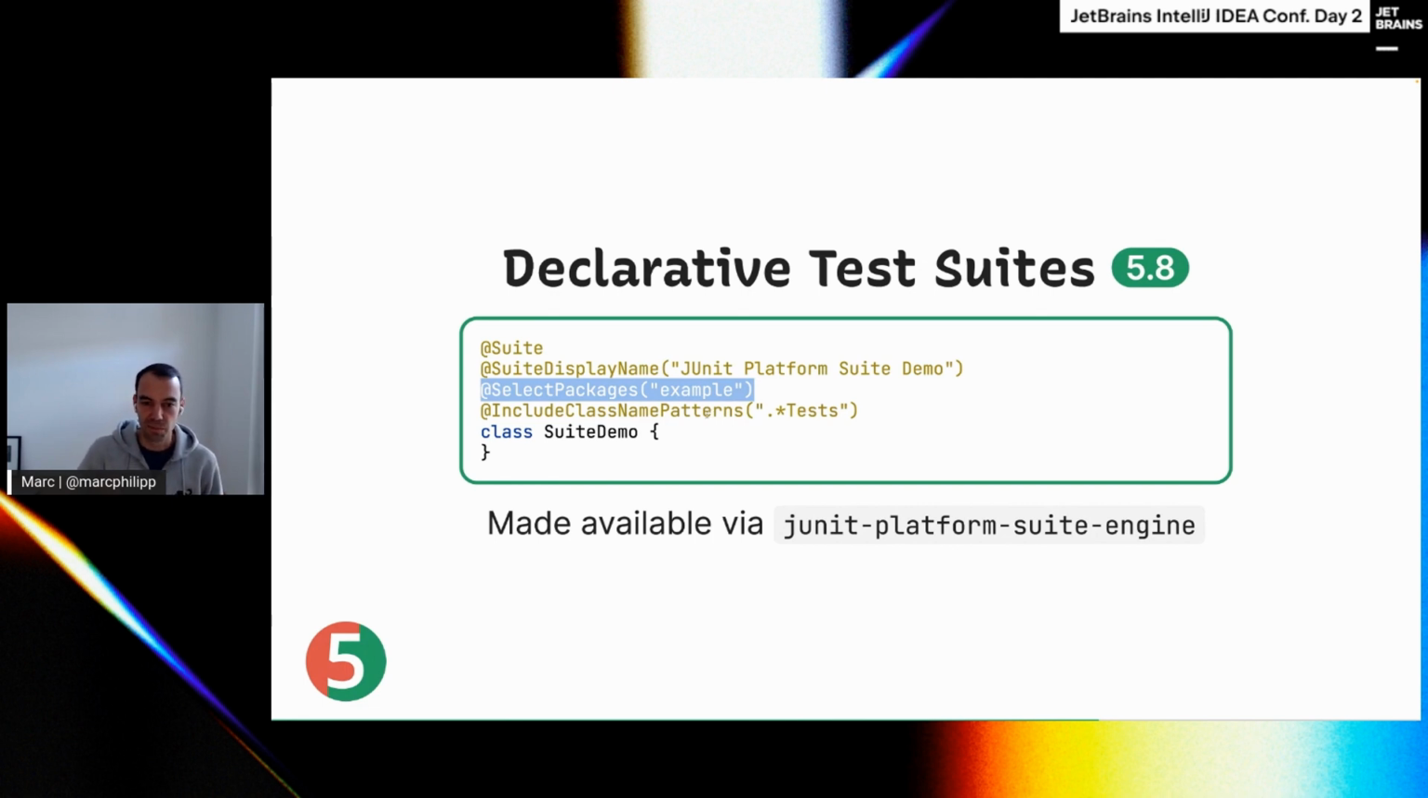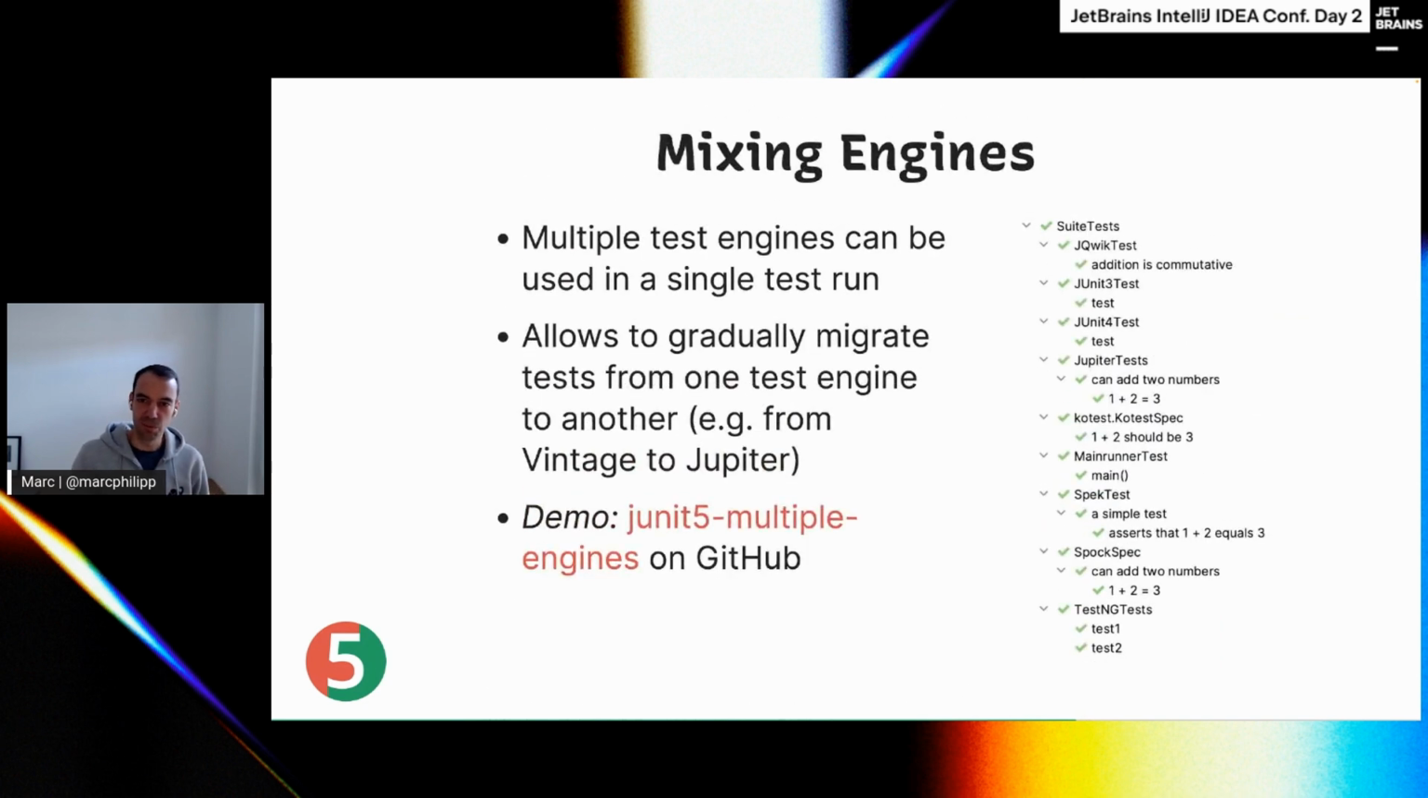You can also define a couple of filters. In this case, we're filtering by class name patterns. So we only want to run classes that end with tests. And that's it. You can run this, and the JUnit platform suite engine will pick it up. And the result will pretty much look like this, which actually, the suite tests class that we see here at the top node is actually such a suite class that is executed using the suite engine.